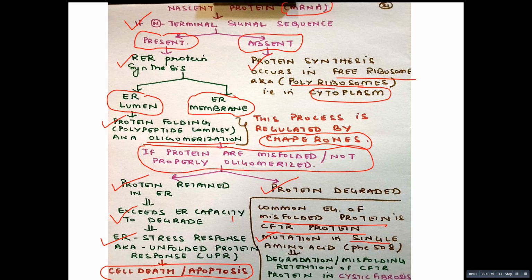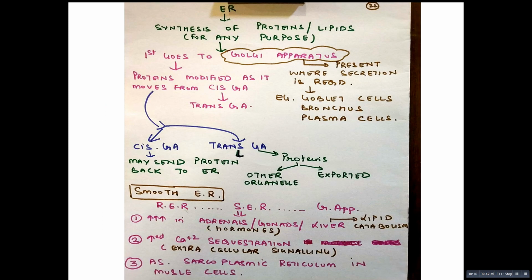Now, we have studied the role of the endoplasmic reticulum. Let us see, what is the function of the endoplasmic reticulum? Synthesis of proteins and lipids for any kind of purpose. Whatever is formed in the endoplasmic reticulum first goes to the Golgi apparatus. Before the product of the endoplasmic reticulum enters the cytoplasm, it will first go into the Golgi apparatus.